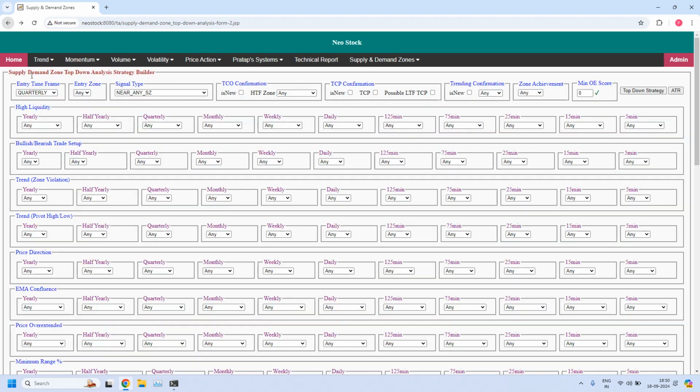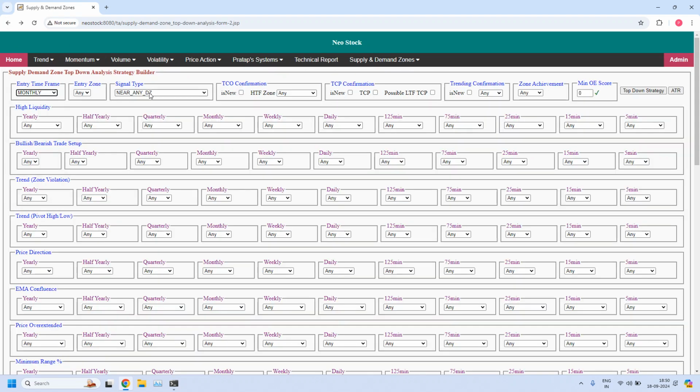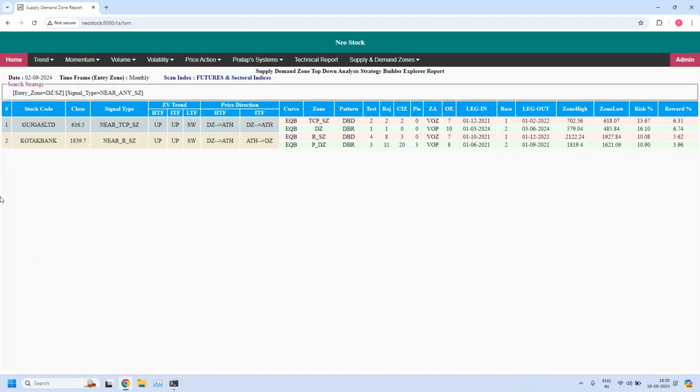Next time frame is monthly. Let us find the stocks near monthly demand zone. Two stocks are filtered. Next, for monthly time frame, let us find the stocks near monthly supply zone. Two stocks are filtered.